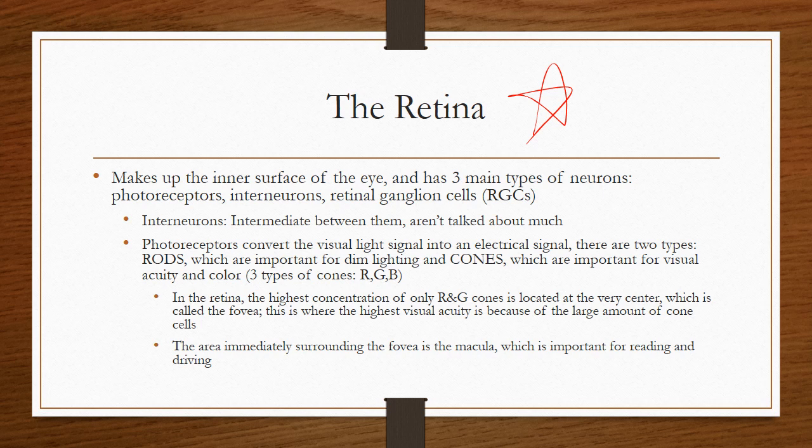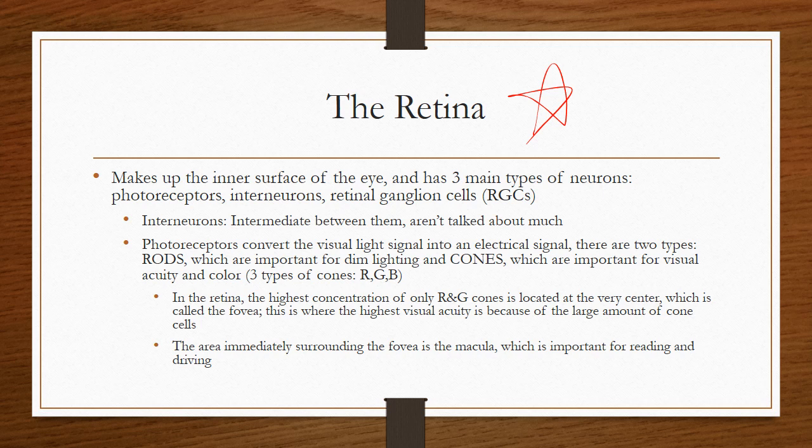And then there's another type called cones, and these are really important for visual acuity and color. There are three types of cones, R, G, and B, so red, green, and blue. Those cones combine their signals in the brain, and so it forms all of the colors that we can see.